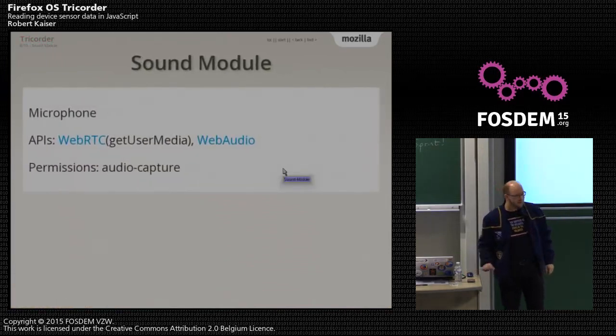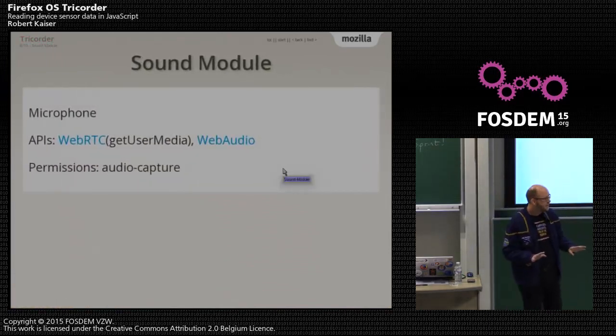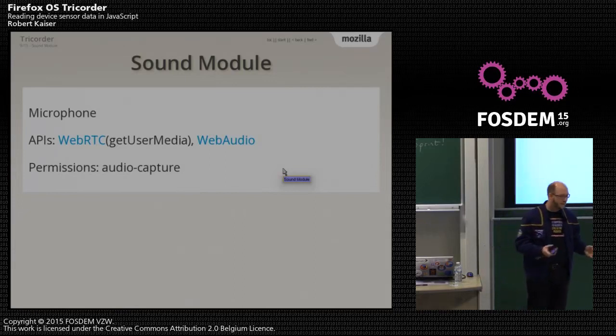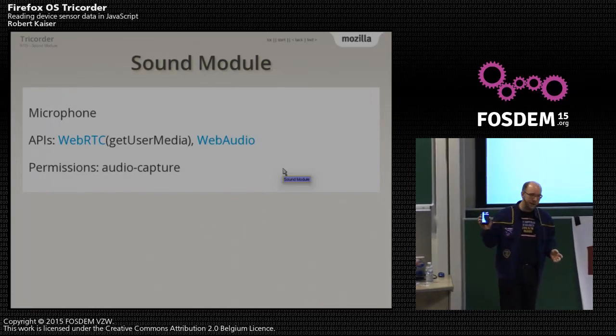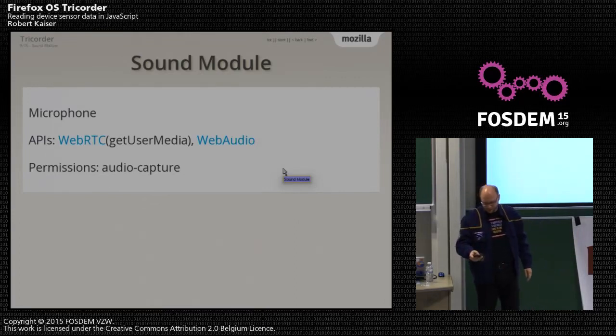The next one is probably the most complicated example I have in this, the sound module. It looks pretty innocent: the microphone. Every phone has a microphone, and that has to be easy, right? Well, getting the microphone is easy. But what I'm doing is displaying graphically an analysis of the data that I get in from the microphone. That's not that easy. There's a few fun things in there.